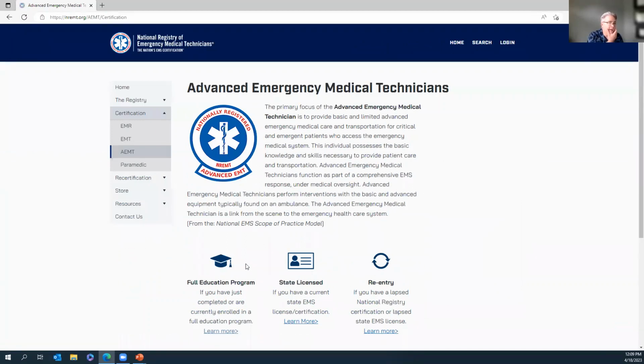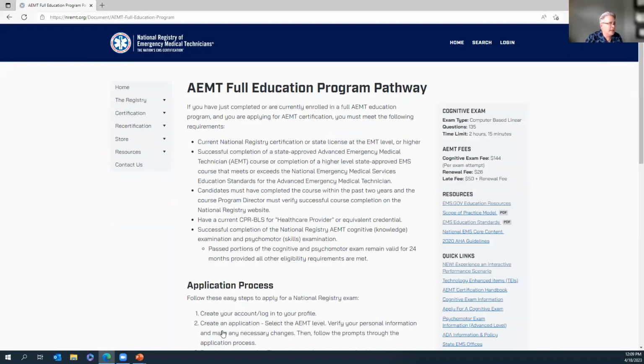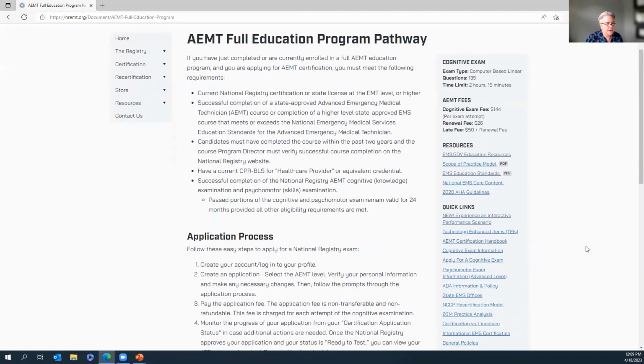So I've clicked on advanced EMT, and I'm going to go to this area here called full education program, learn more. And it takes me to a page that explains the process for a candidate to test as an AEMT. On the right, you'll notice there are quick links, and the top link here is this new experience, an interactive performance scenario. So again, this is publicly available. You are quite capable of following me into this if you'd like. But this is the link that I'm going to click on.